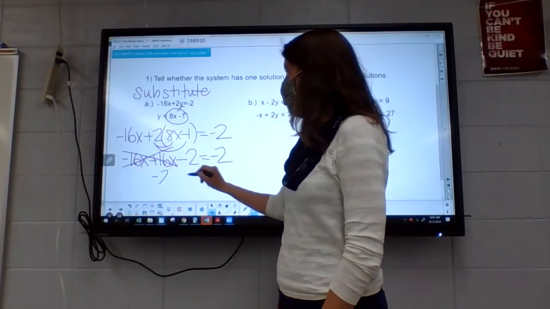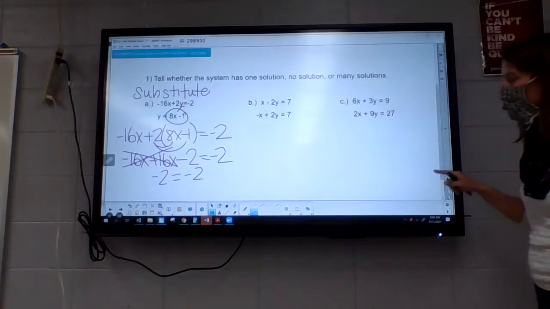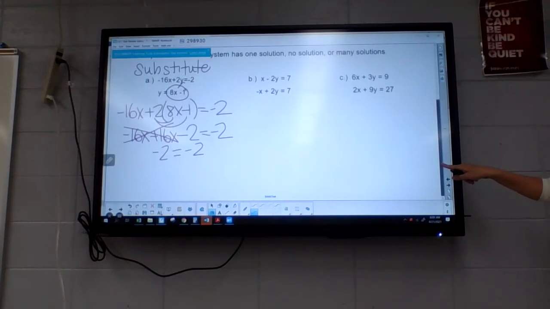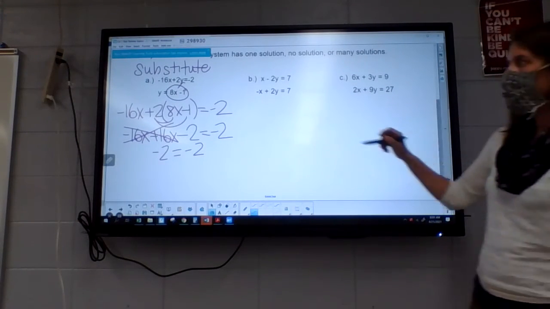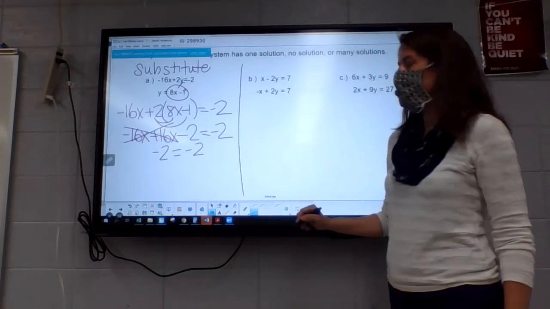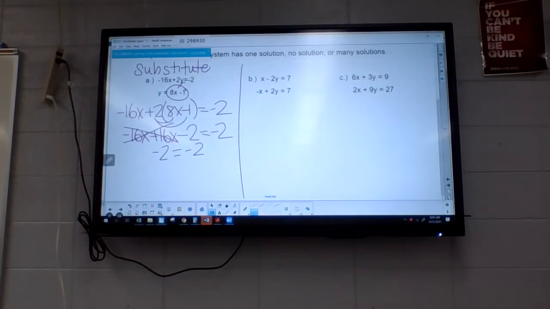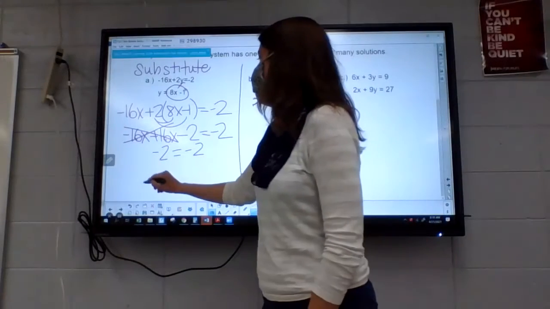So I'm left with negative 2 equals negative 2. What kind of solution is this one? You guys agree with him? What do you think? This is the many one. When it's a true statement, negative 2 does equal negative 2, but it doesn't tell me anything about the kind of solution we have. So this one is many.